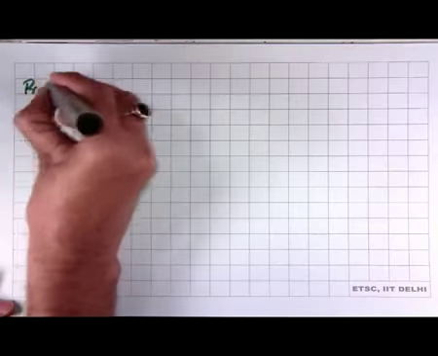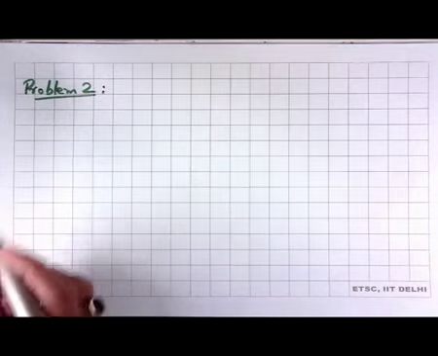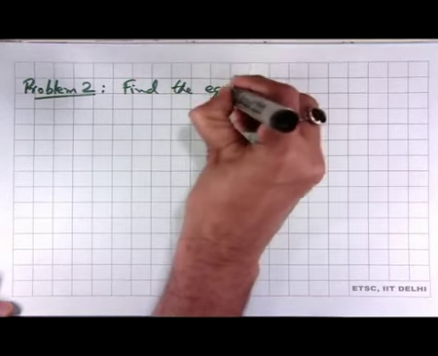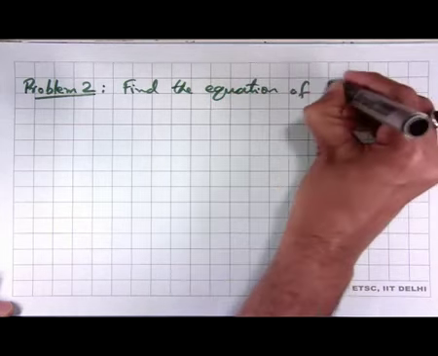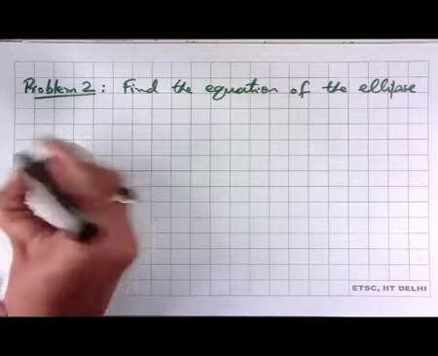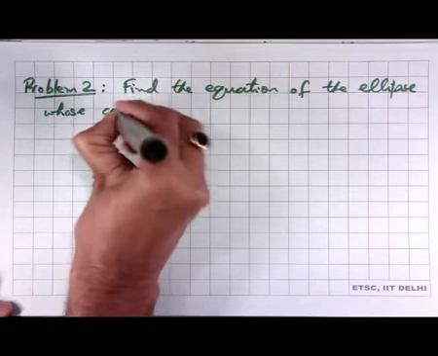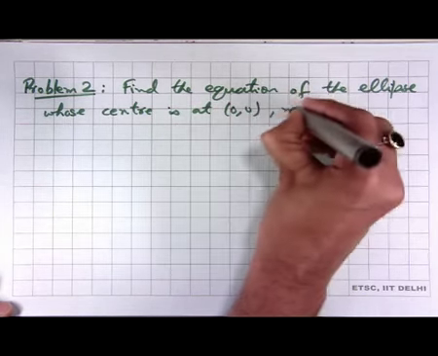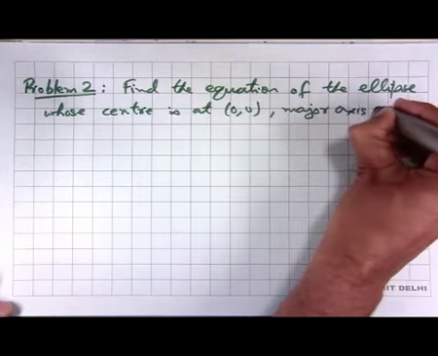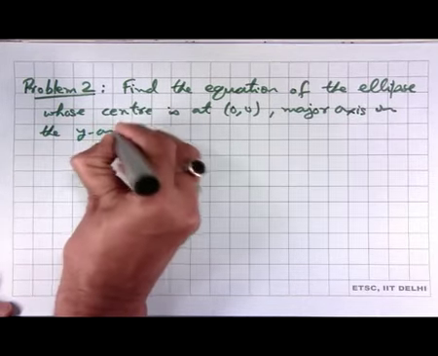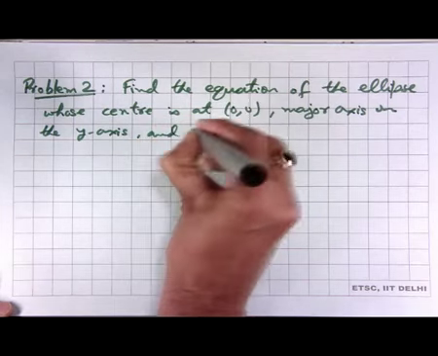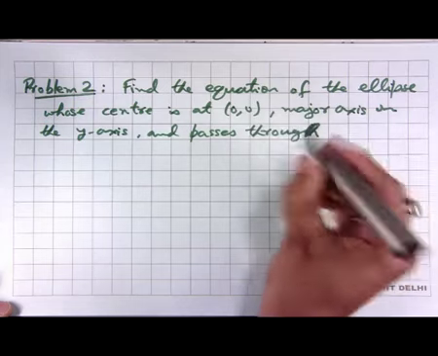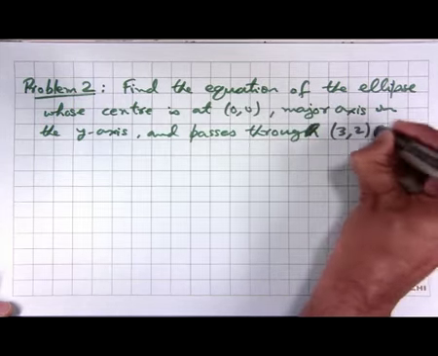Let us look at one more problem. Find the equation of the ellipse whose center is at 0 0, major axis is on the y axis, and passes through these 2 points, (3, 2) and (1, 6).